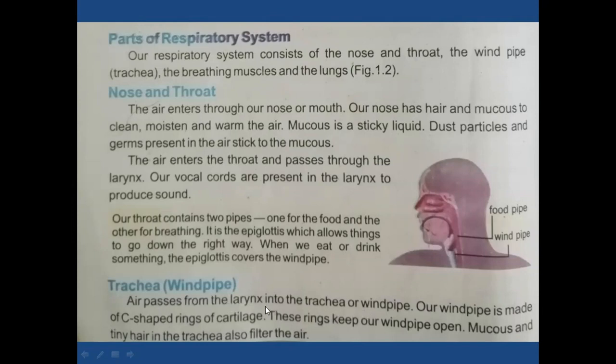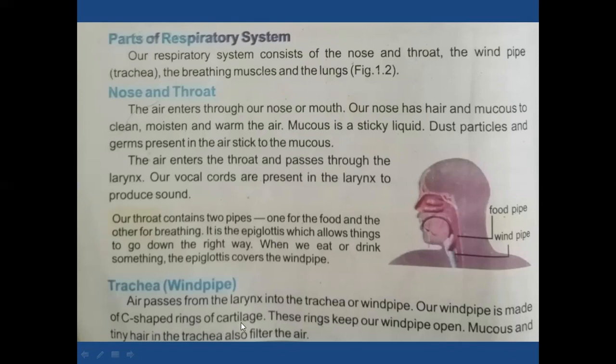Larynx, we discussed in the previous lecture, is composed of vocal cords, and these vocal cords help in the production of sound. The larynx is also composed of the epiglottis, and the epiglottis closes when we eat or drink food. So the air from the larynx enters into the trachea or windpipe.